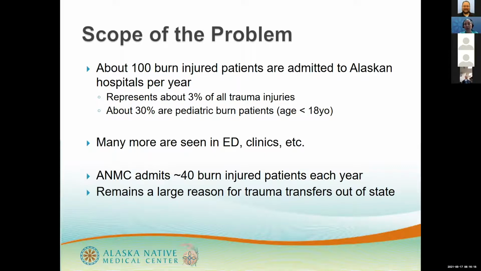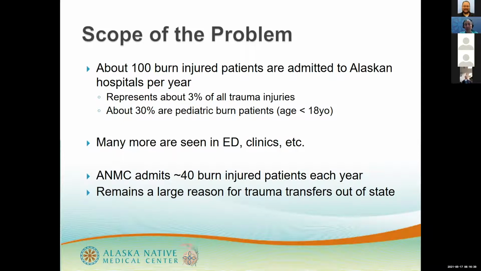But we know that those 100 patients that either get admitted to Alaskan hospitals or transferred to a hospital out of state is a small piece of the true number of burn injuries in Alaska, as many are seen in emergency departments, clinics, and maybe discharged from there. At ANMC, we admit about 40 burn injured patients each year.